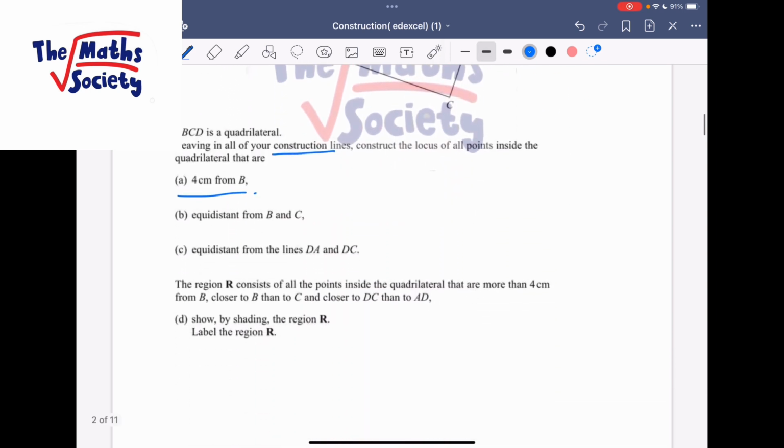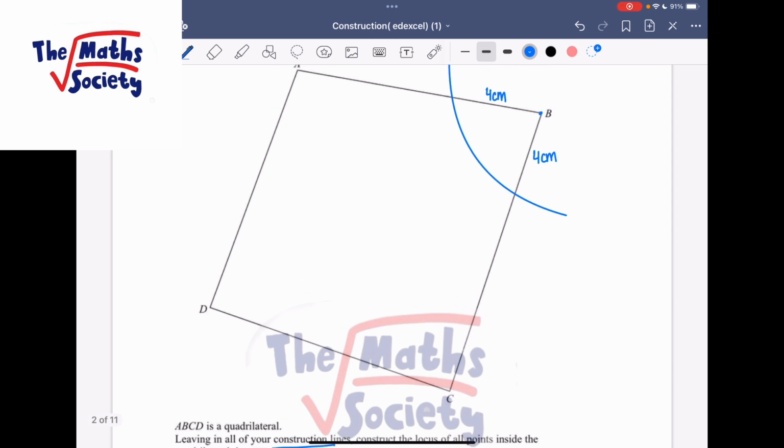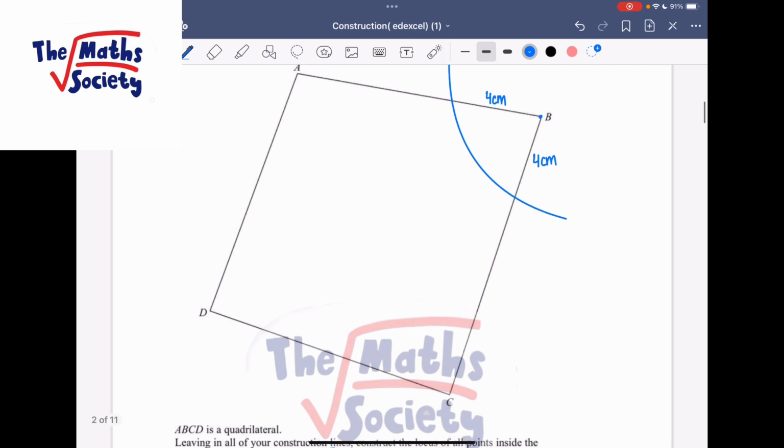And part B says equidistant from B and C. Equidistant is basically the same, equal distance. So using B and C, you can make a perpendicular bisector, because a perpendicular bisector goes through the halfway point, right? From this point onwards, you put your compass on B, and then make the same equidistance, a halfway distance, where you make a cross point from here and this way, just to get the way the perpendicular bisector should go.